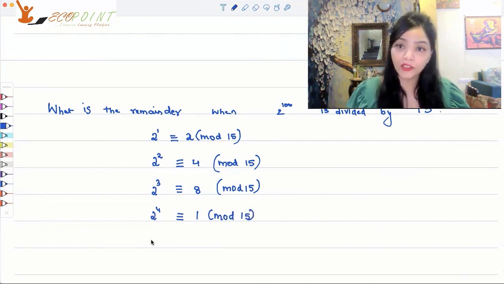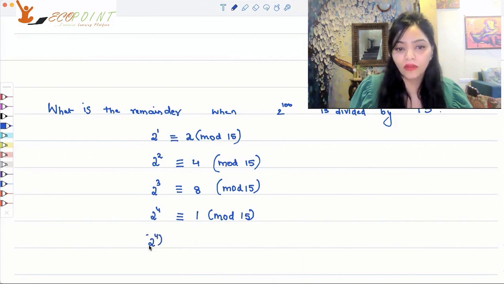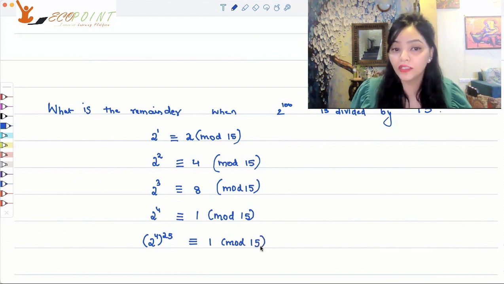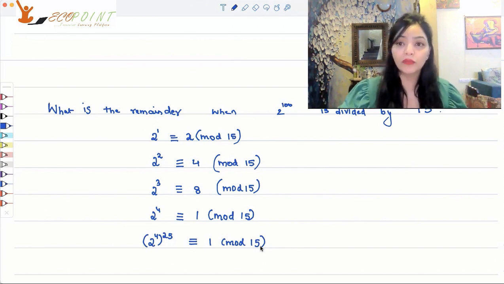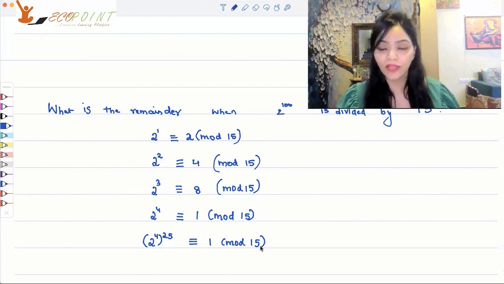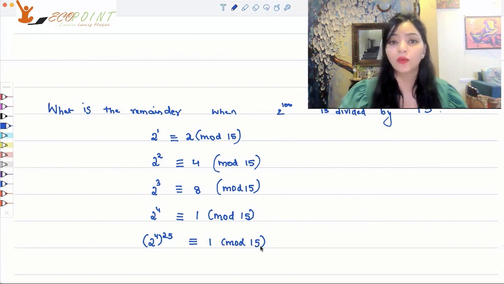Okay, we are looking at 2 to the power 100. Now 2 to the power 100 is basically 2 to the power 4 whole to the power 25, which will again be congruent to 1 mod 15. Think logically. 2 to the power 4, that is 16. When you divide that by 15, you get remainder 1. And hence, when you take the power 25 of that, again the remainder you get when you divide by 15 will be just 1.